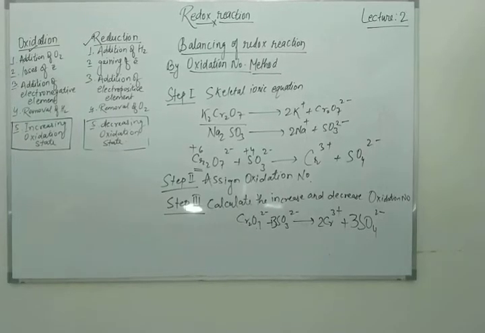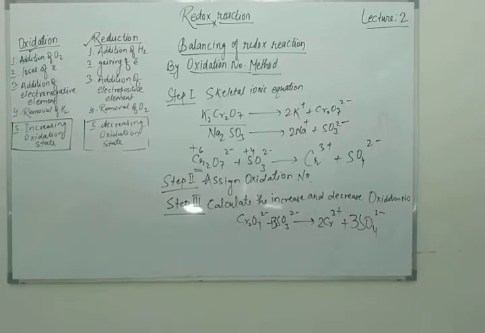On the left side in this reaction, the oxidation state of chromium is +6 and on the right side it's +3. And on the left side sulfur is +4, and on the right side, what is the oxidation state? Can you tell me? +6. So here +4 to +6, sulfur has been oxidized and chromium has been reduced. So what we have to do in the fourth step: balance the charge by adding hydrogen as the reaction occurs in the acidic medium.